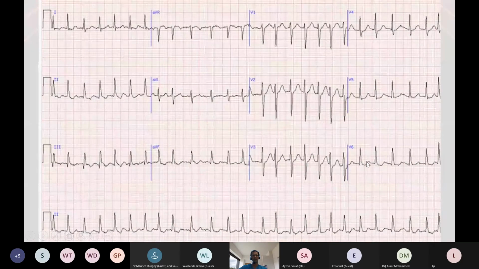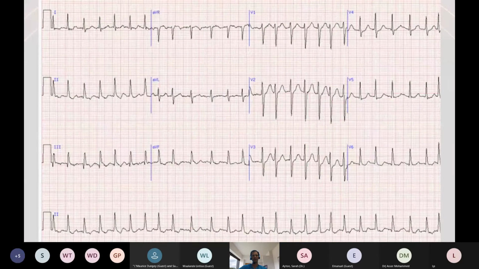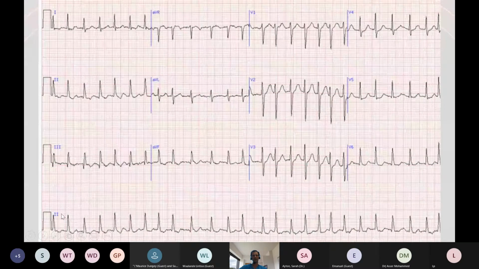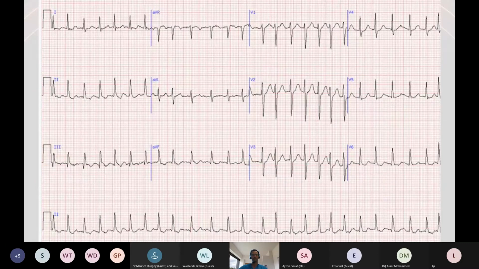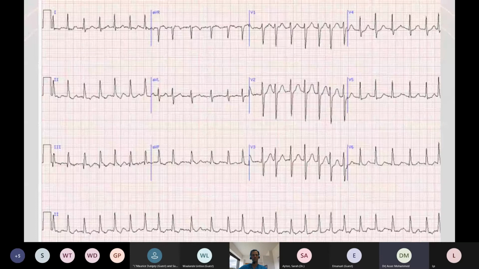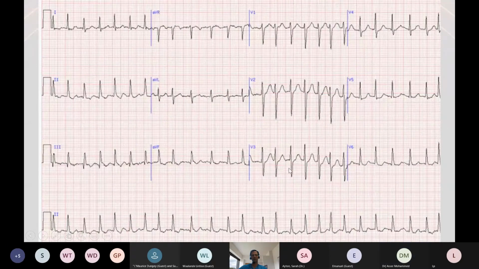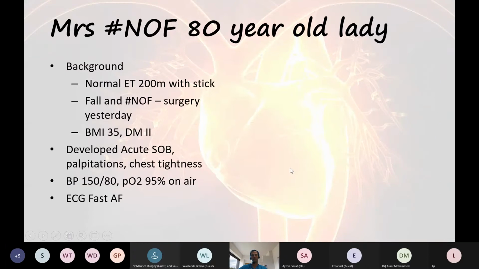And they've got this ECG. I hope everybody can agree with me that this is an irregular rhythm, and it's tachycardic. What does everybody think the rate is on this ECG? Around 150. Yeah, it's about 150. So that's your background. What are you going to do about it? So this lady has got fast atrial fibrillation with a rate of about 150.